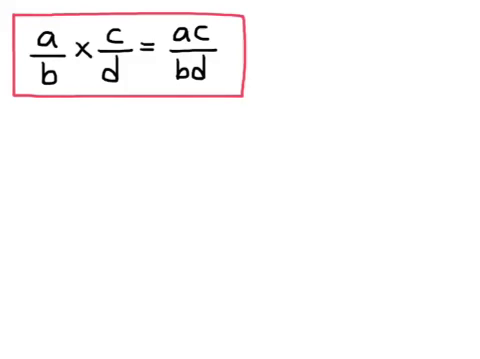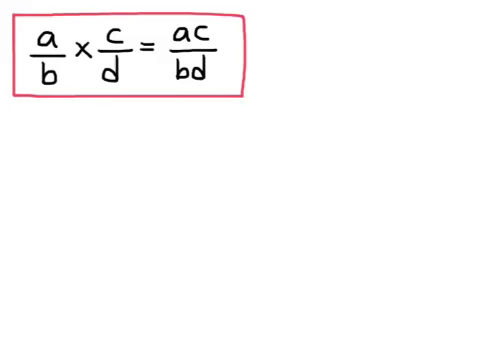Now if we look at the box at the top of the screen, we can see the rule that we use to multiply fractions. So A over B, that represents any fraction, could be 1/3, 2/3, 3/4, whatever you want, multiplied by a different fraction which I'm going to call C divided by D. Now, how do we multiply two fractions together? This is the key thing.